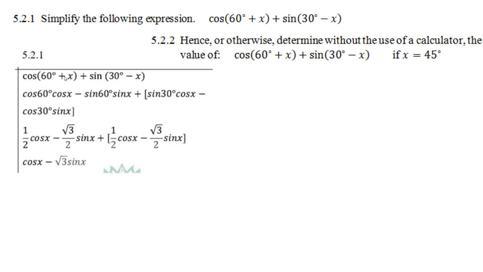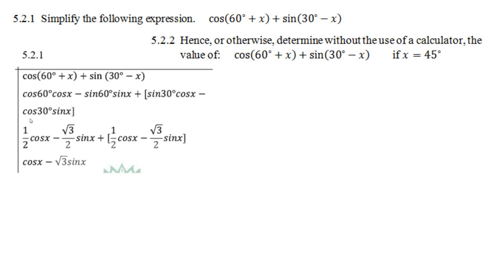Well, the cosine of 60 plus x is cos 60 cos x minus sine 60 times sine x. And that's right off your formula sheet. That's alpha, beta, like that. And then the sine of 30 times the cosine of x minus the cosine of 30 times the sine of x. It's just exactly like that. And, well, that's it. You've got it.